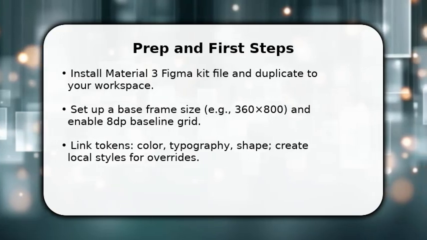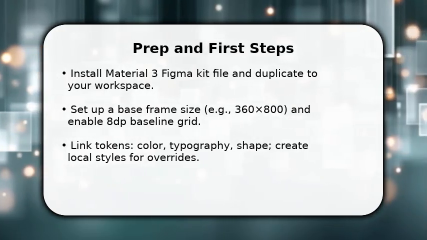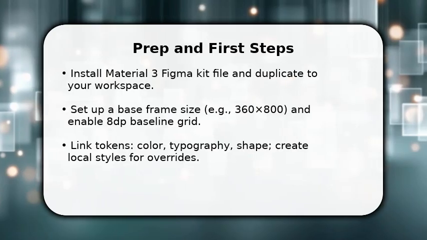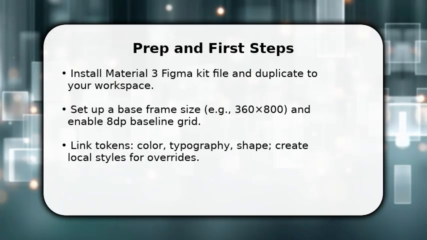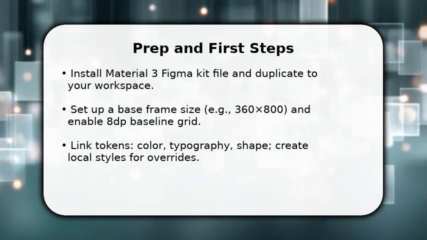Enjoy the video. You start by opening the Material 3 Figma kit and duplicating it into your project. Immediately create a base frame like 360 x 800 and enable the 8DP grid so spacing stays consistent.